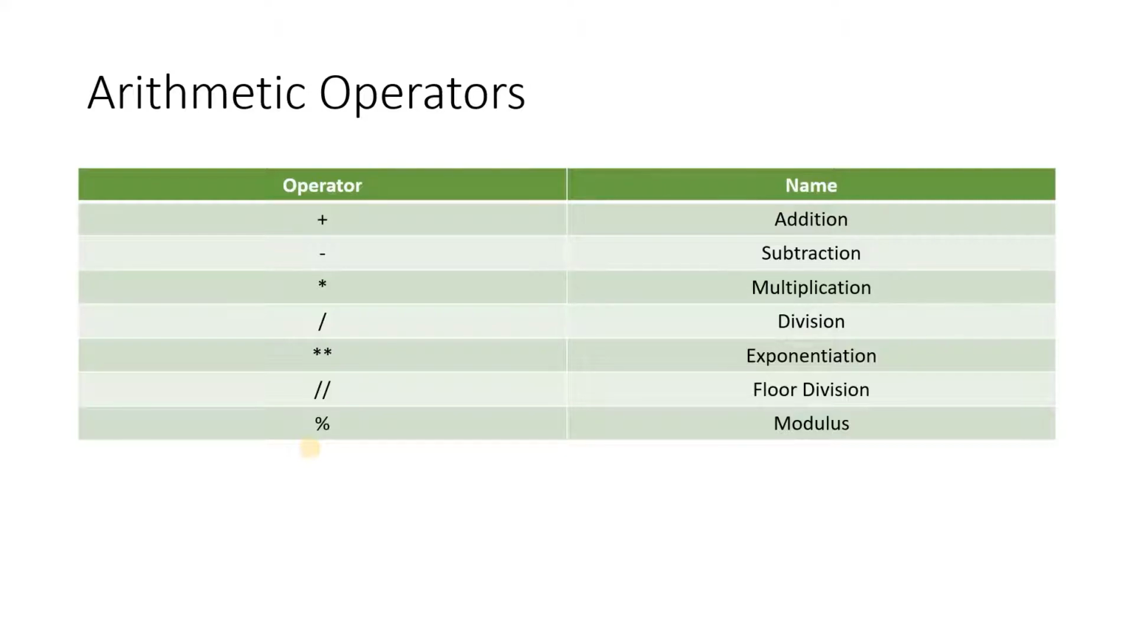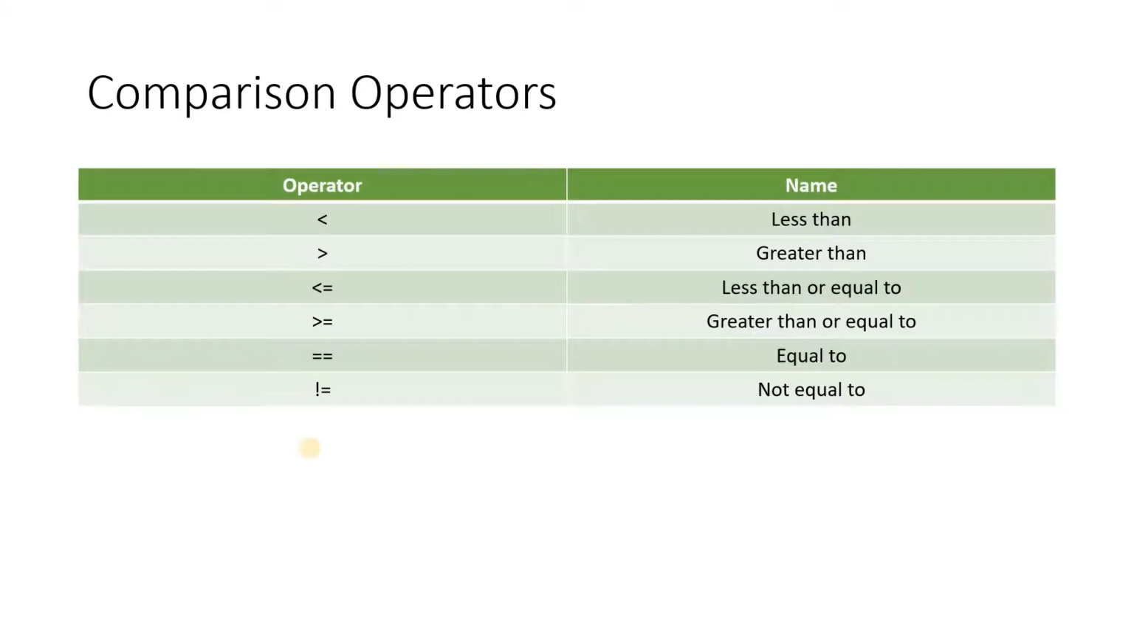So let's move on to the next operator, comparison operators. These are also called relational operators. As the name suggests, comparison operators are used to compare two variables in Python, like less than, greater than, less than or equal to, greater than or equal to, or not equal to. These six are the basic comparison operators in Python.